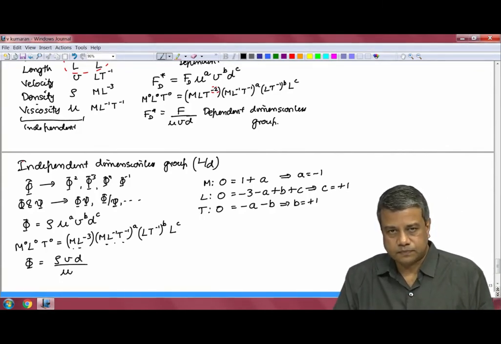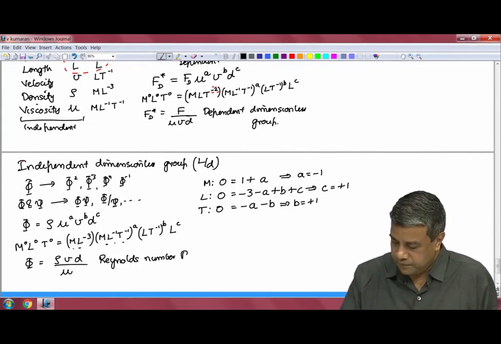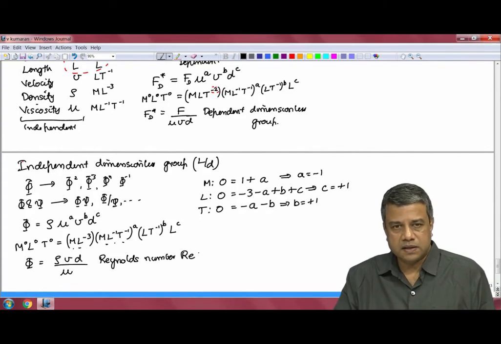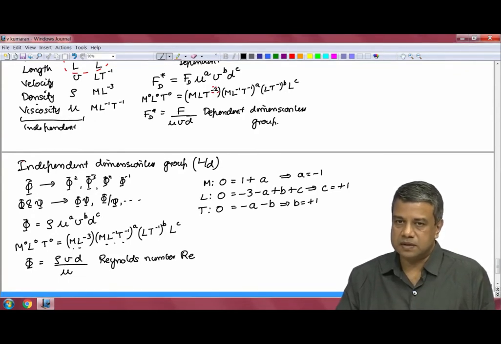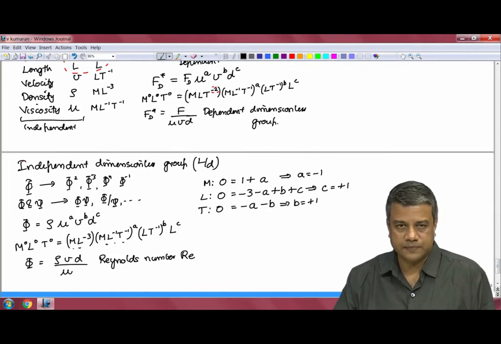It goes by the name of the Reynolds number. This is the ratio of the inertial and the viscous effects. Inertia is proportional to density, because inertia is related to the mass of the fluid. So, as the density increases, the inertia increases, and viscous stresses are proportional to the viscosity, which is in the denominator. So, this is the ratio of inertia and viscosity.